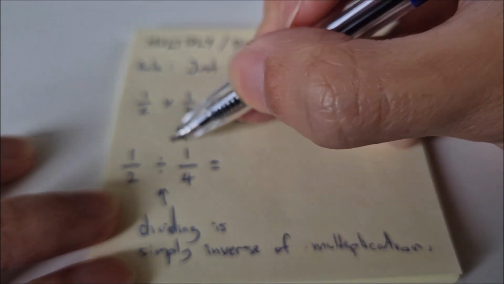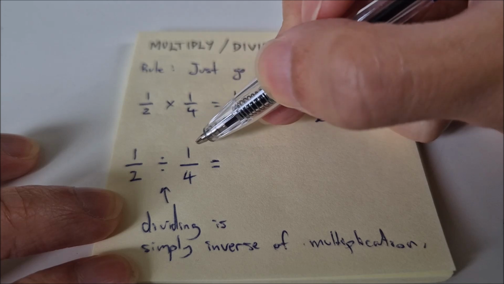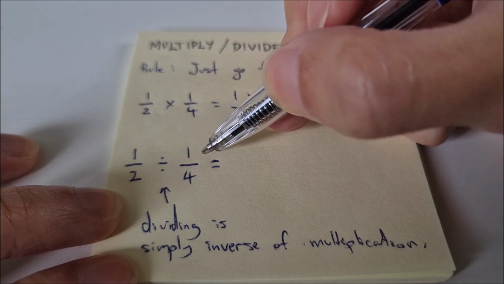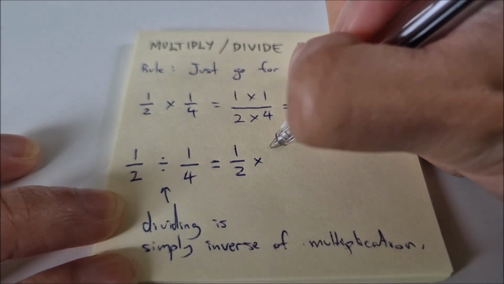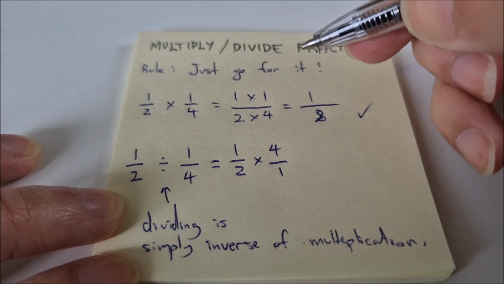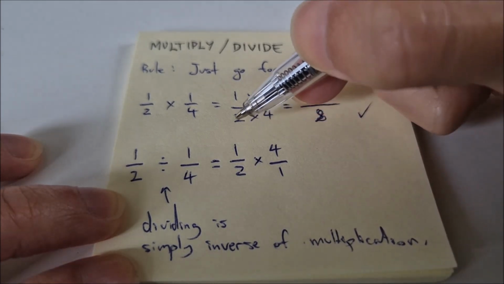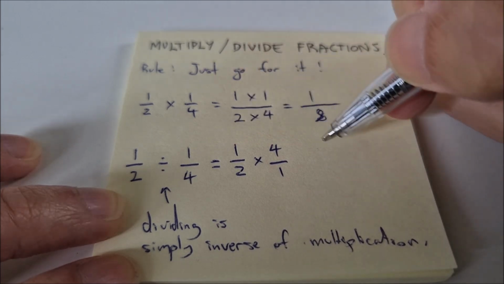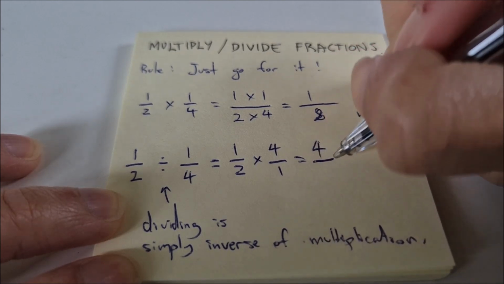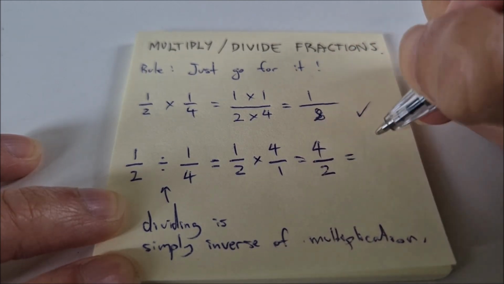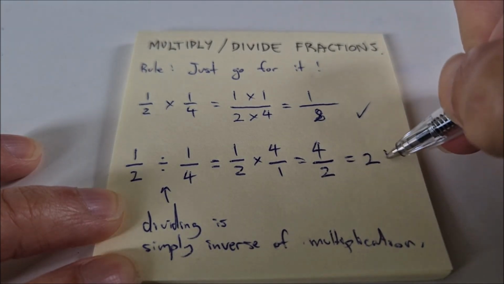I have 1/2 divided by 1/4, but dividing by 1/4 is the same as multiplying by 4. 1/2 times 4 over 1. I'll just write the 1 to be more explicit and clear here. So notice we flipped the 1/4 to a 4, which means this will be 4 divided by 2, and we can simplify that to get 2. And we're done.